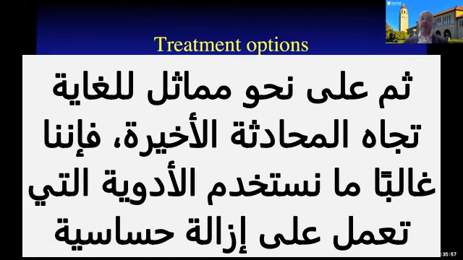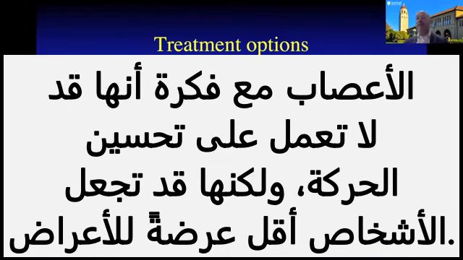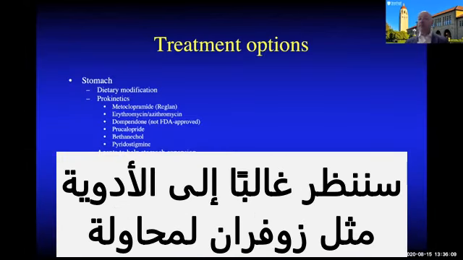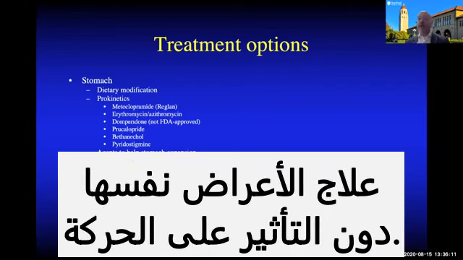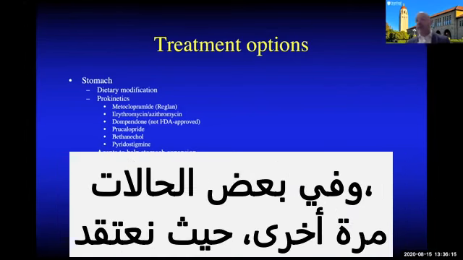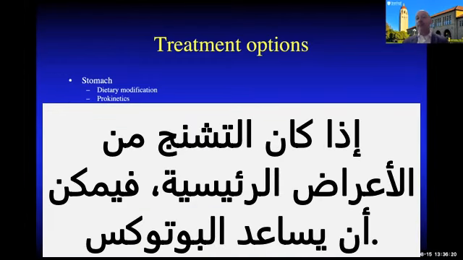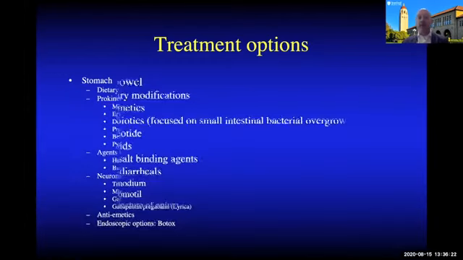Then very, very similarly to the last talk, we do often use medications that will desensitize the nerves with the idea that it may not improve motility, but it may make people less symptomatic. We often will look at medications such as Zofran to try and treat the symptoms themselves without affecting the motility. And in some cases, again, where we think that spasm is a big feature, Botox can help.